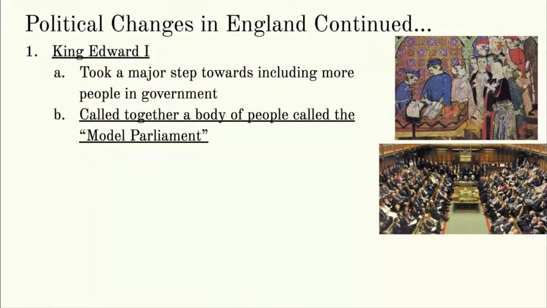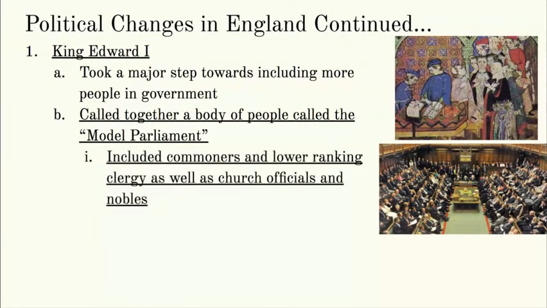We have senators who vote on things, and basically they speak for the people of America. This is England's version of that, and that's actually where we get our ideas. So we created our Congress based off of this Model Parliament. Model Parliament is a group of people that basically includes commoners, lower ranking clergy, as well as church officials and nobles. So it's rich, it's poor, it's church, it's state, it's everybody in the same room. And they represent the entire people of that country.